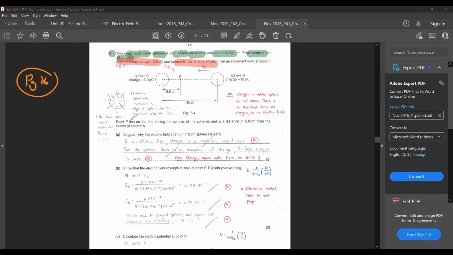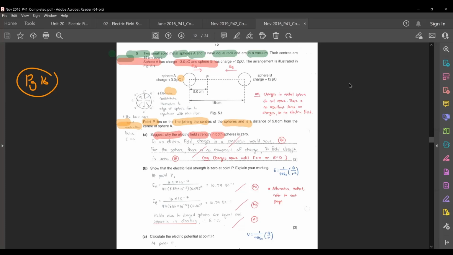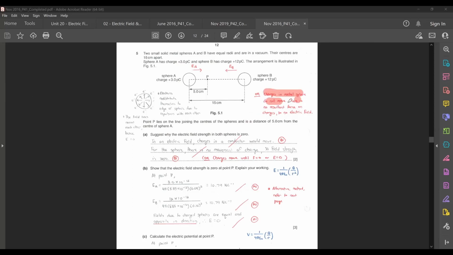You have a point P that lies on the line joining the centers of the spheres and is a distance of 5 centimeters away from the center of sphere A. Now, suggest why the electric field strength in both spheres is 0. It's really asking you why the electric field strength inside the sphere is 0. So this one we went through before in the notes. I think the answer that you can probably write is this one here. This one seems to be the most consistent with what I explained inside the notes.